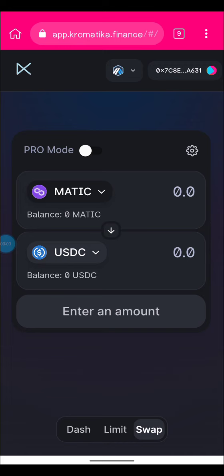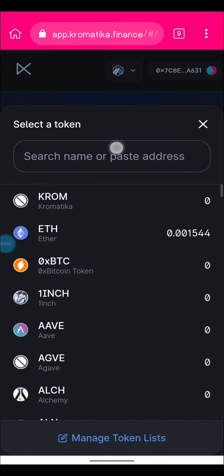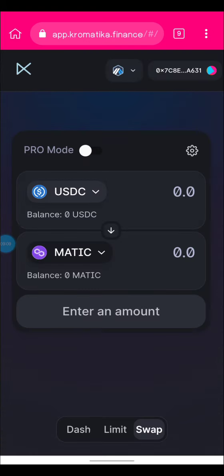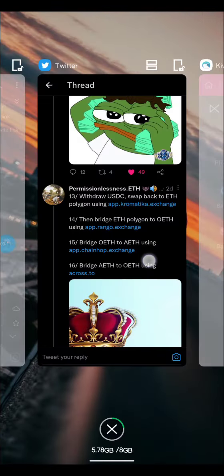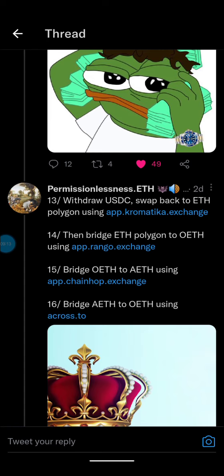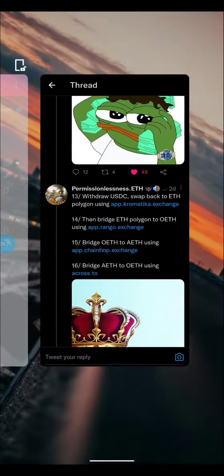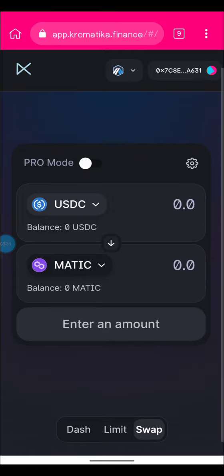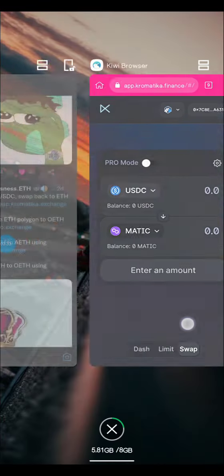That's just it. Okay, so right here I think we're going to be swapping after you have withdrawn from Apex. We're going to be swapping this back to ETH Polygon, so we're going to be swapping this back to Matic already. Once you swap it to Matic, you go through the next step.